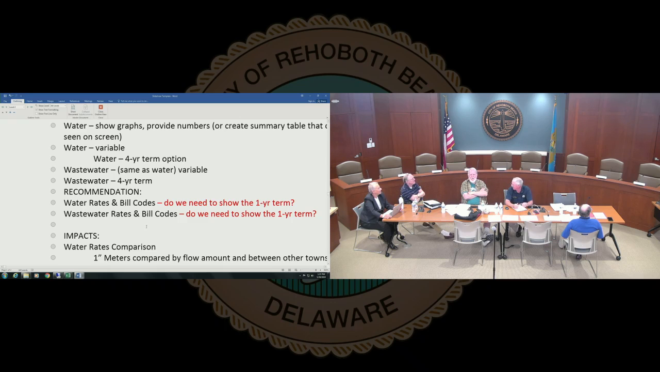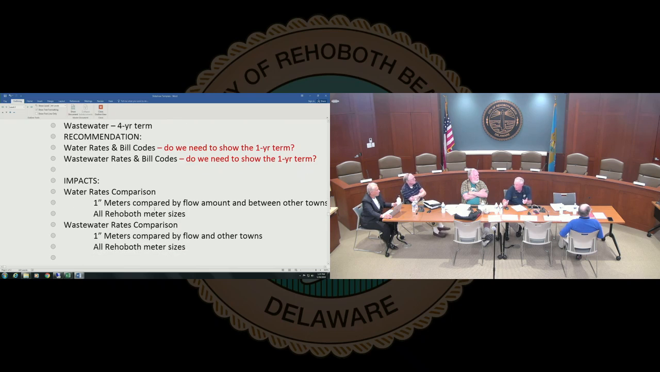I kind of look to the mayor and say, how much do you want to see? I don't think it's necessary. Just to show the one? Okay, so we can show the one for water, one for sewer. And then I thought we'd go into the impacts and do as much or as little of this as the board wants to get into.